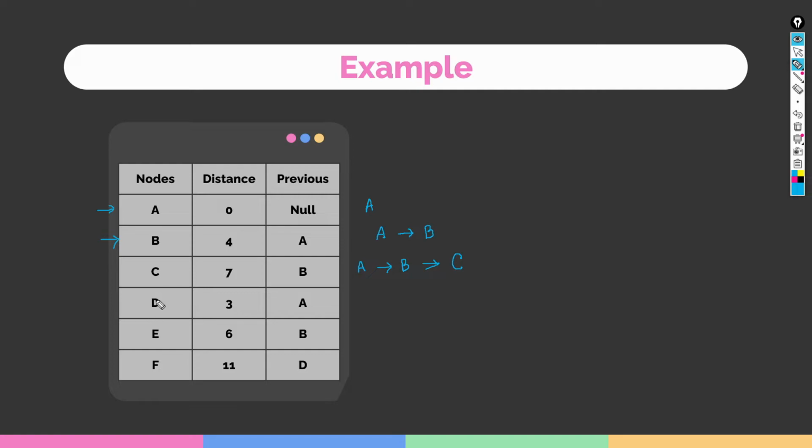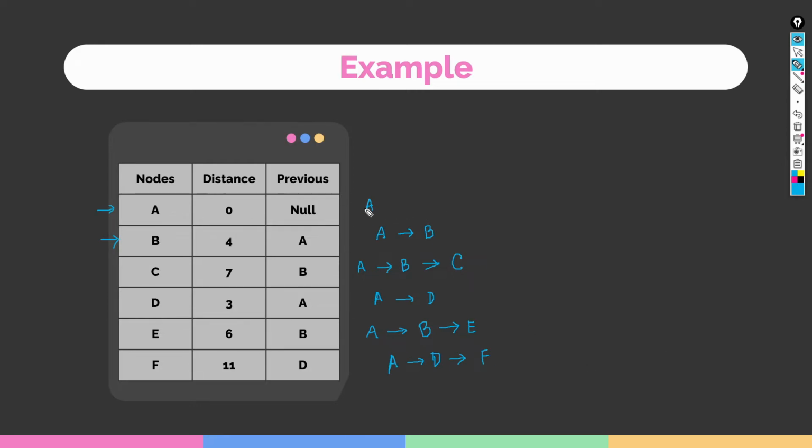Now again, do the same thing for D. So first D. What's the previous of it? A. Okay. Again, do it for E. Where does E come from? E comes from B. Again, where does B come from? B comes from A. This is the shortest path. Again, for F, we put it here. Where does F come from? It is D. And where does D come from? D comes from A. So there you have it.